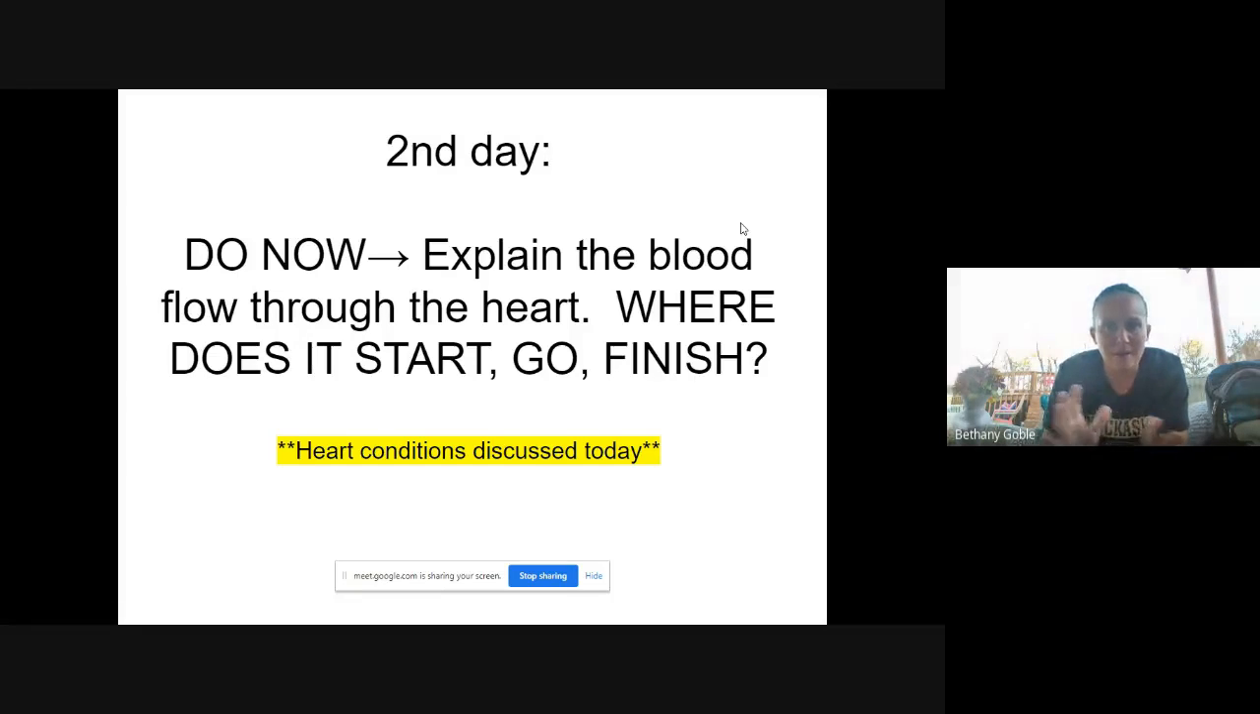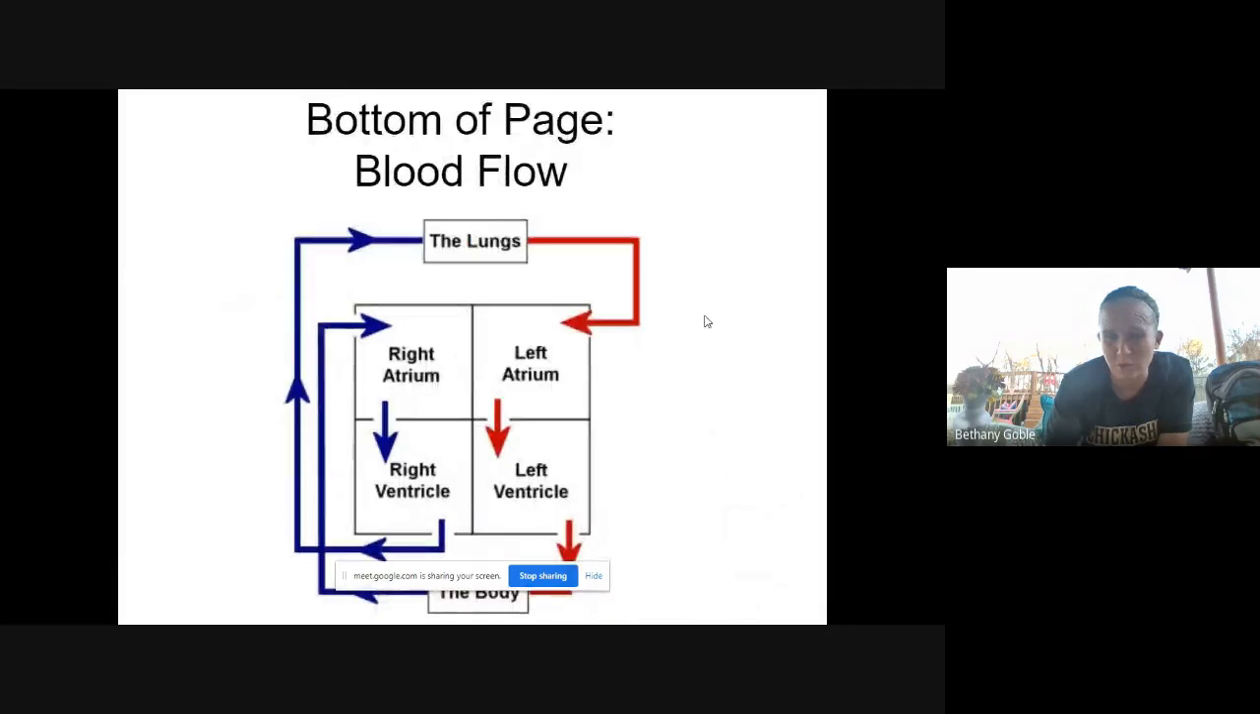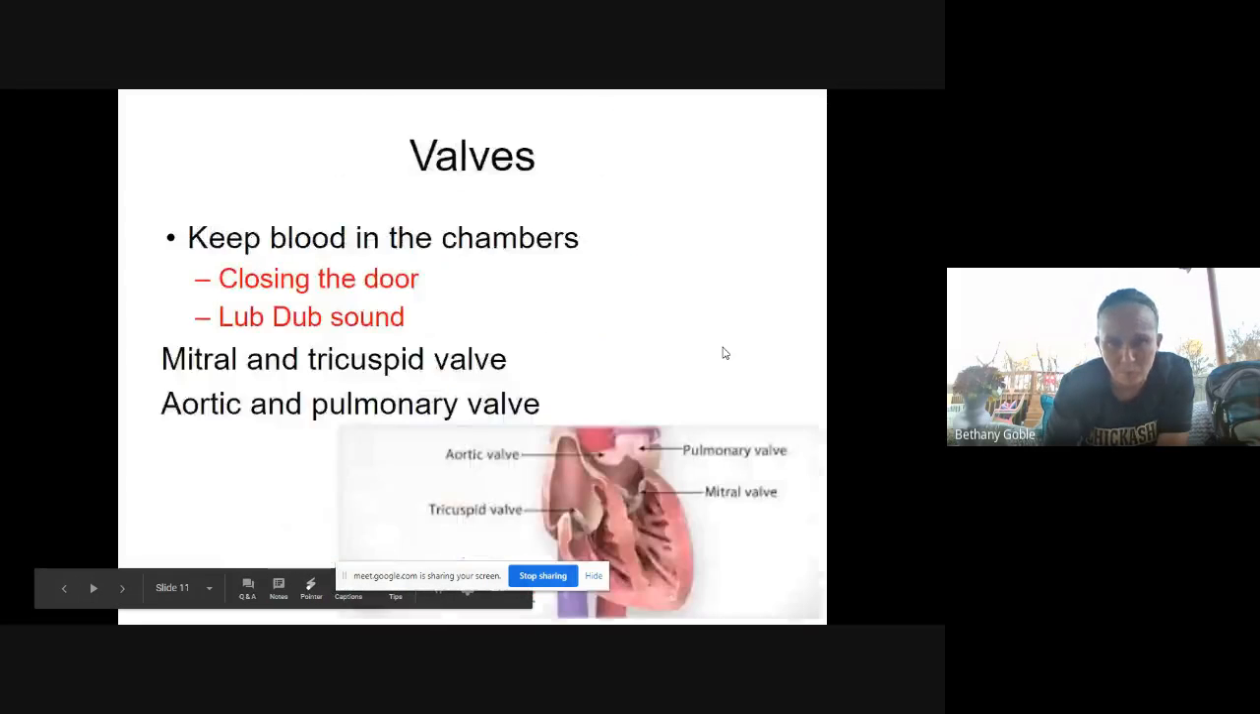If that was a little confusing to you, remember, go back to this slide. Right here, it makes it a little easier to understand the process of how it all works. All right, we're going to go ahead and move on.